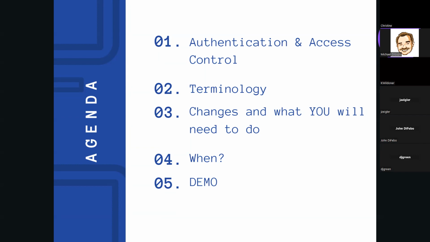So the first thing is authentication and access control. There are actually two separate things. There's the authentication part, where we have a username and a password that we authenticate with. And then there's the access control part, which is our roles and what a user can and can't do once they are authenticated.